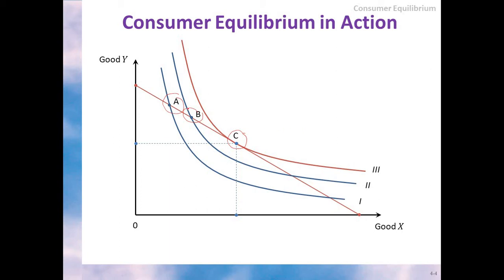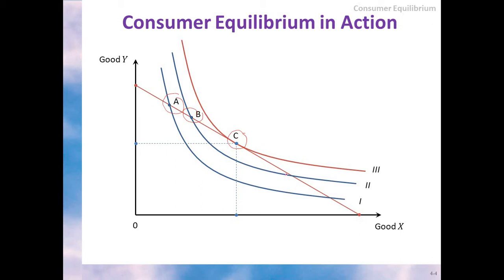If you compare these 3 points A, B, C, you will notice that A, B, C lie on the same budget line. So all these 3 points are affordable by the consumers, because they are still on the budget line. We have learned about the budget line: if you are on it, you exhaust all the income, but you can still afford to purchase that combination of goods.